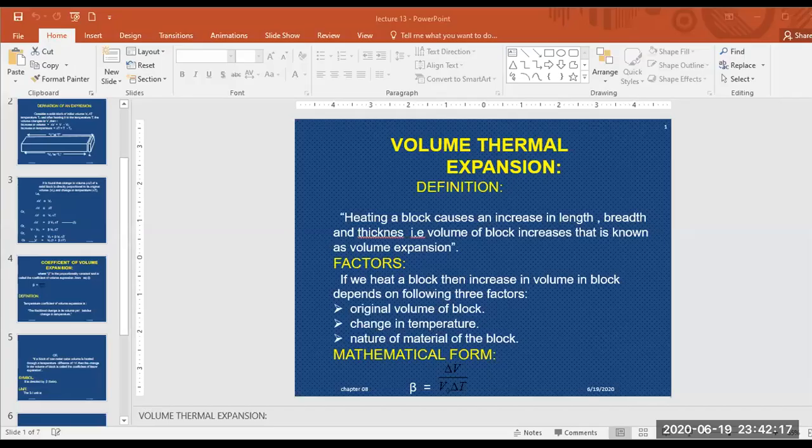Welcome back, students. During this class, we will study about... During the previous class, we studied linear expansion, and that type of expansion was only in one dimension. So this time we are going to study volumetric thermal expansion.